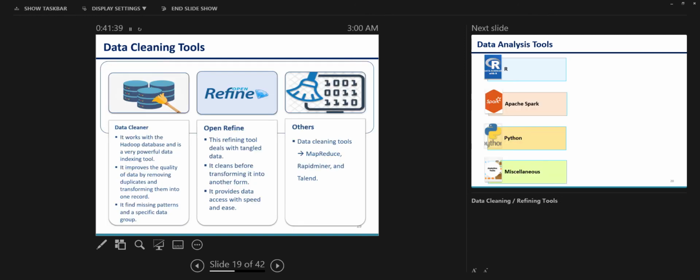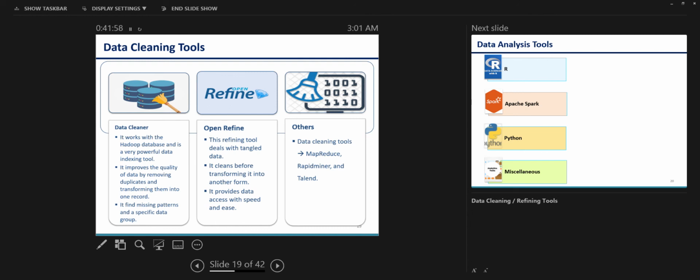We also have data cleaning tools. There is DataCleaner, which works with the Hadoop database and is a very powerful data indexing tool. It improves the quality of data by removing duplicates and transforming them into one record, and it finds missing patterns and specific data groups.